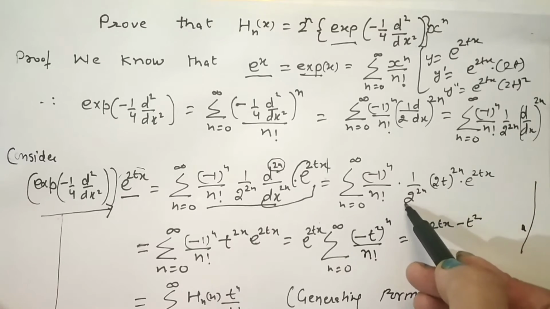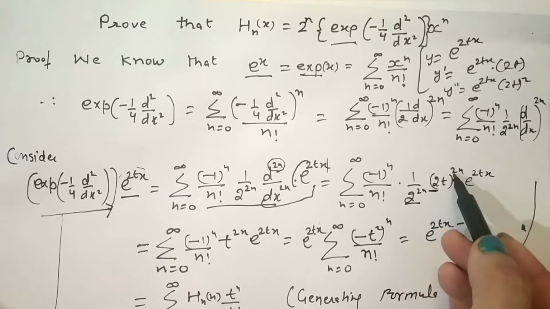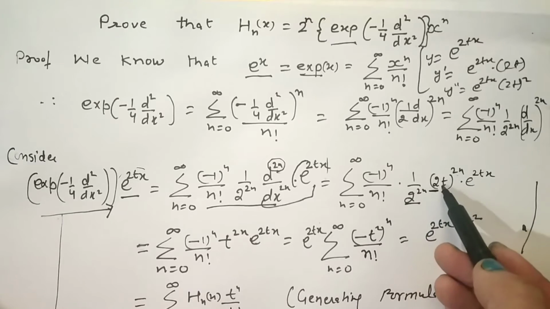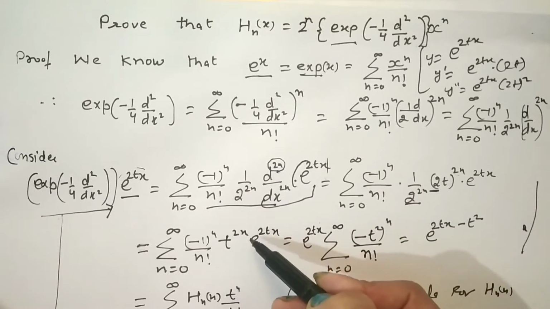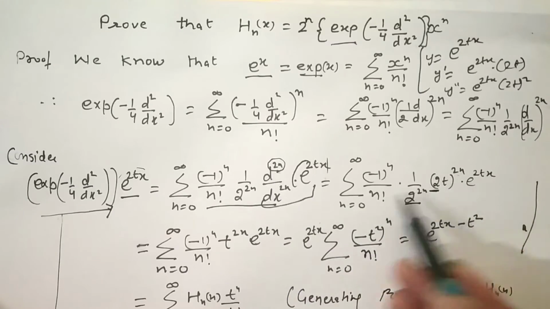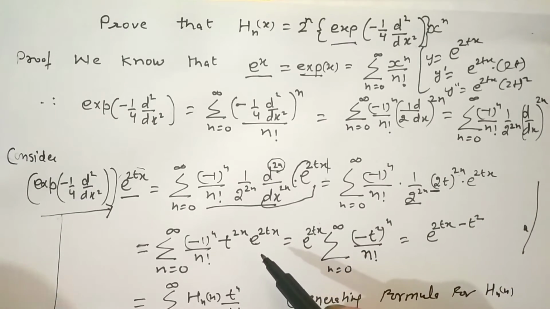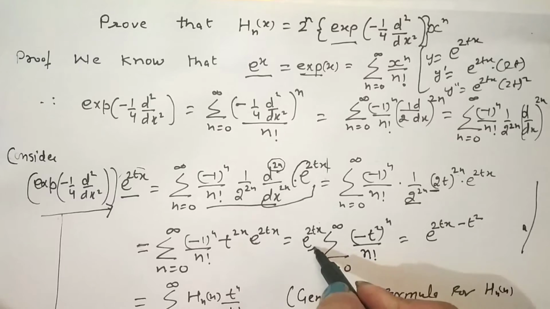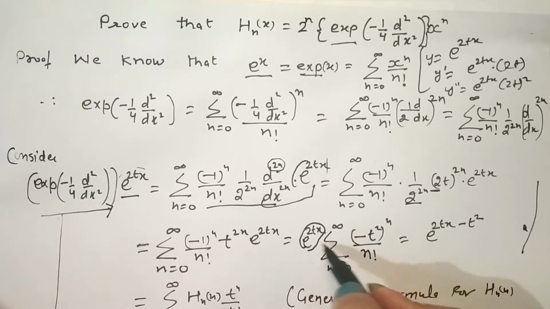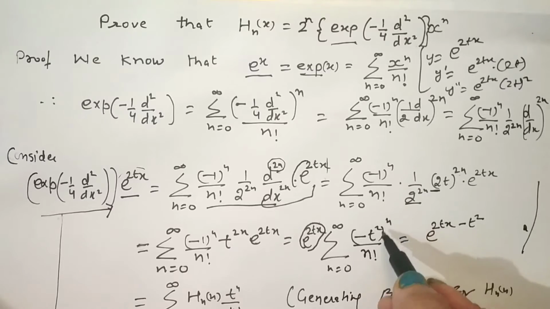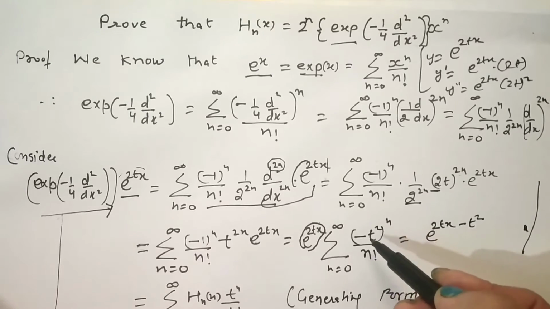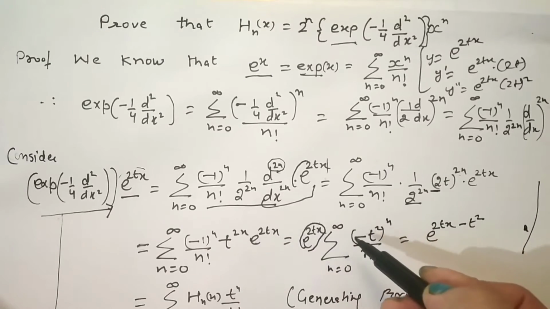Now 2 raised to power 2n, here also 2 raised to power 2n, that will cancel. So we are left with minus 1 raised to power n, factorial, t raised to power 2n, e raised to power 2tx. So this is all we are left with. Now e raised to power 2tx is independent of the summation, because in summation only n varies, so terms containing n are in the summation, and e raised to power 2tx is out of the summation.